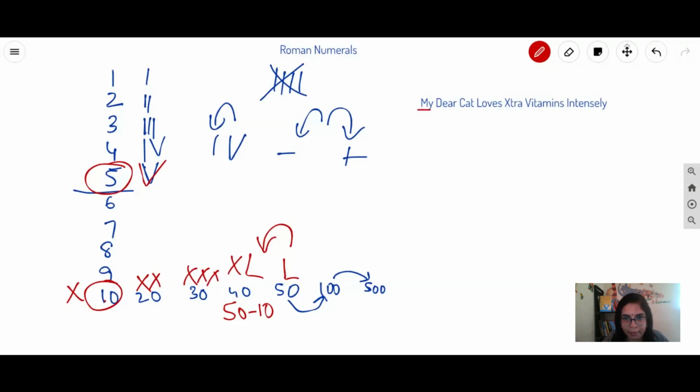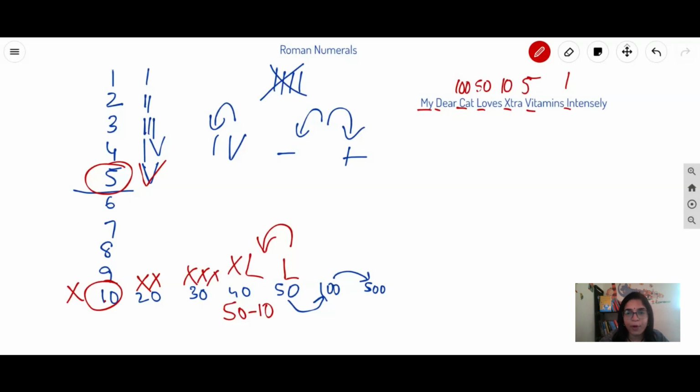Now, the M, the D, the C, the L, the X, the V, the I. Okay? I means it is a 1. What is the next turning point? It's a 5. V means 5. What's the next turning point? X, that's a 10. What's the next turning point? L, that's a 50. What's the next turning point? It's a 100.